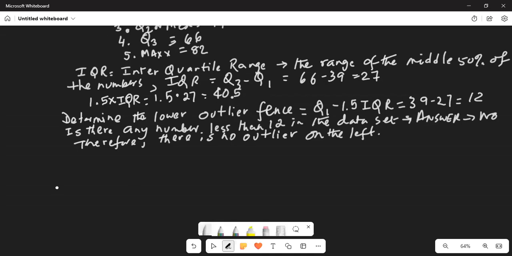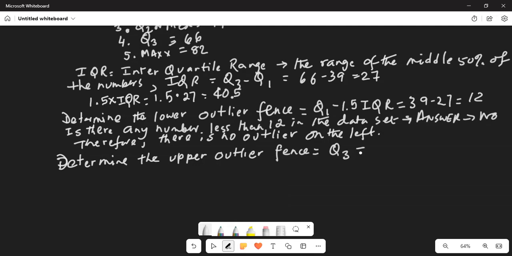So now we will determine the upper outlier fence, which is Q3 plus 1.5 IQR. So it is 66 plus 27, which is 93.